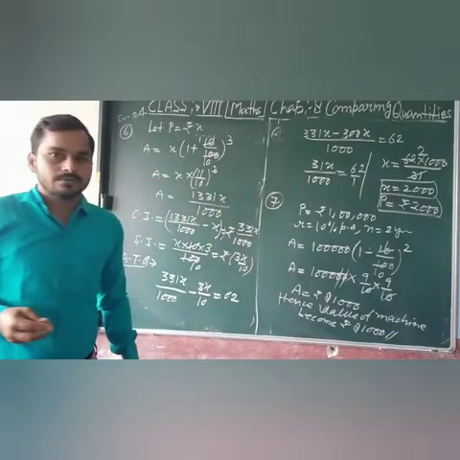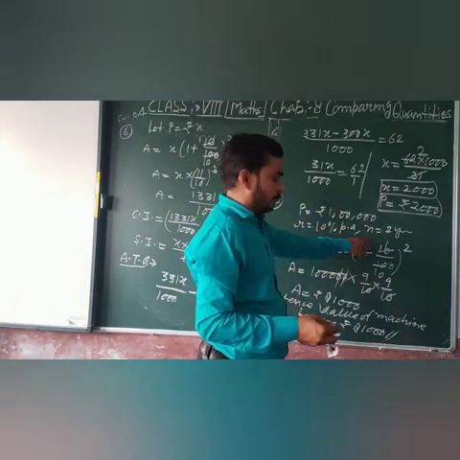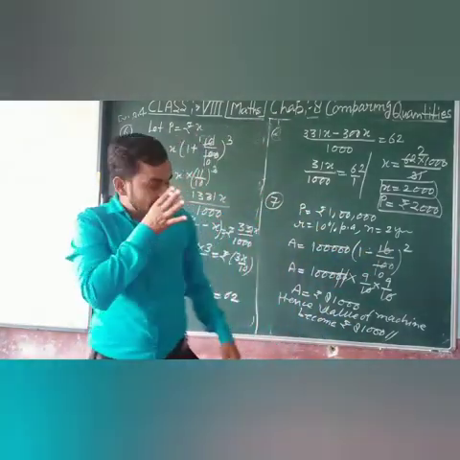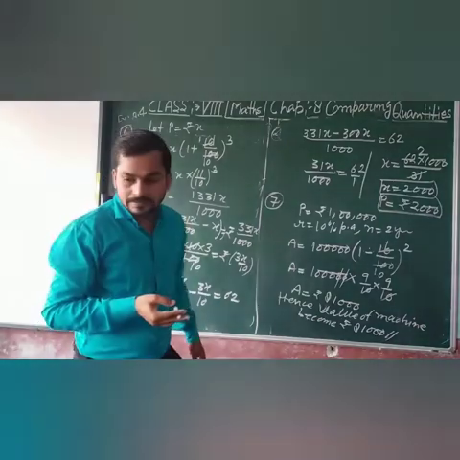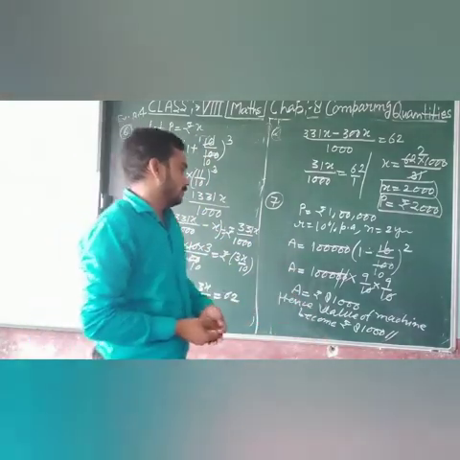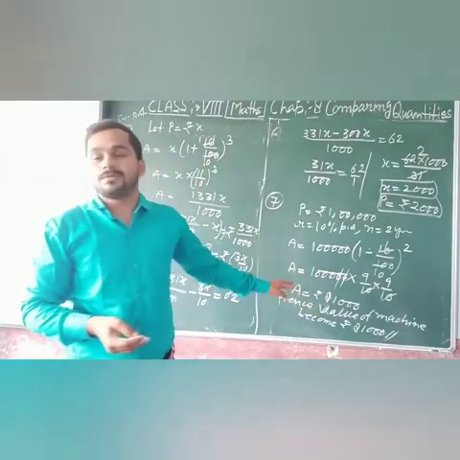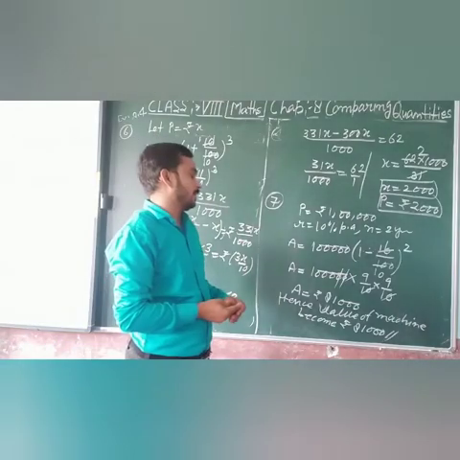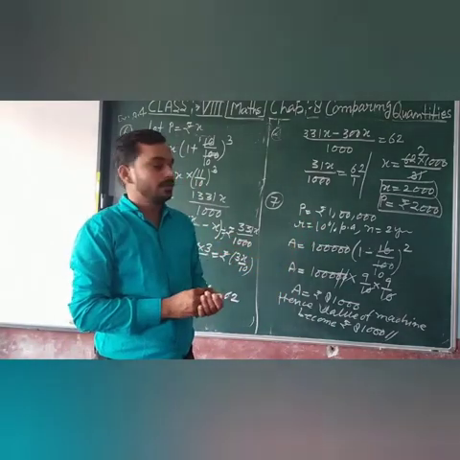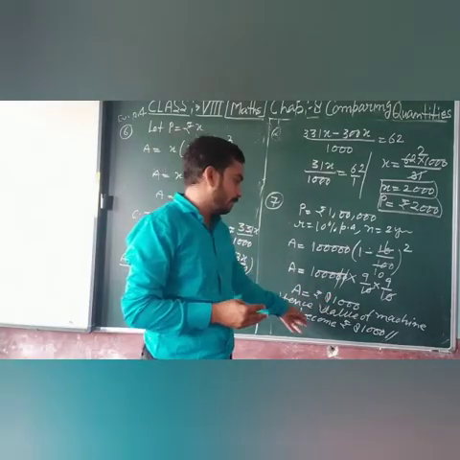After 2 years, because the price depreciates, we have to apply 1 minus r upon 100. Present value is given as 1 lakh. So after 2 years, value becomes 81,000 because value depreciates. Value क्या हो रही है? कम हो रही है. The rate is 10% per annum. So after 2 years, the value of the machine becomes 81,000 rupees.